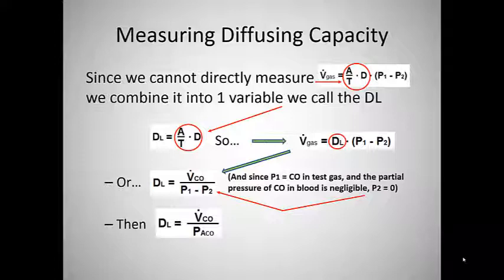Now, what we do is we simply take the DL, and we say that's equal to the VCO, the volume of gas that transfers across the membrane, divided by the driving pressure. And of course, since carbon monoxide in the air is 0, we can simply make this VCO, the volume of gas going across, divided by the pressure of the gas, which determines the diffusing capacity. Very simple principle.